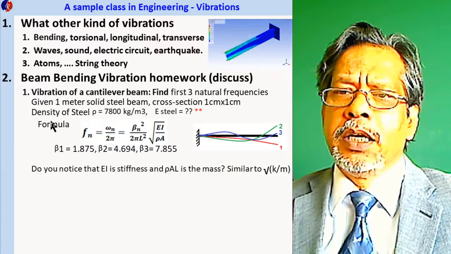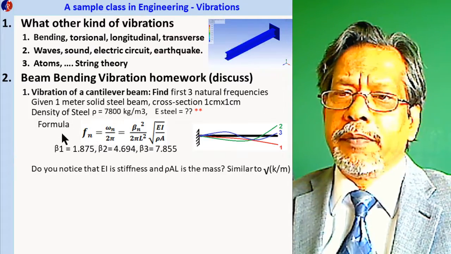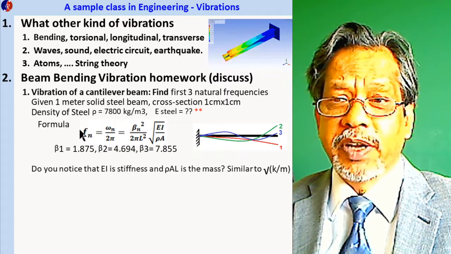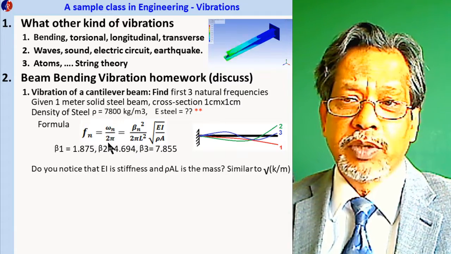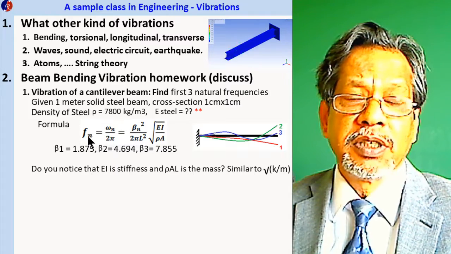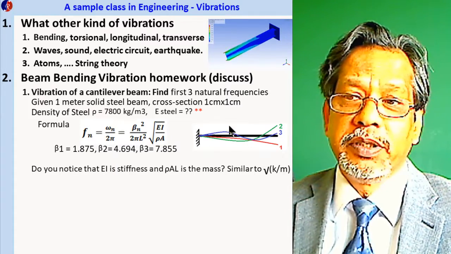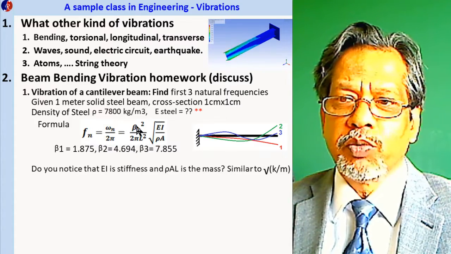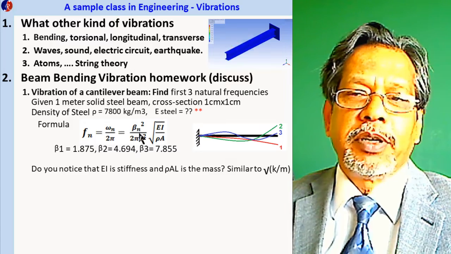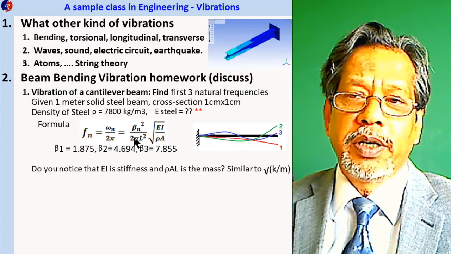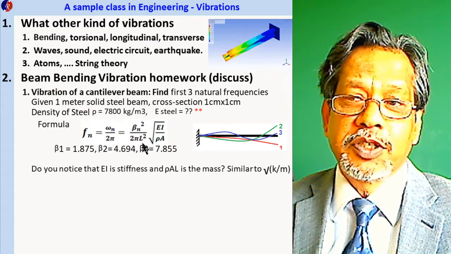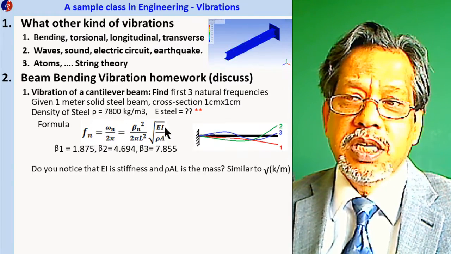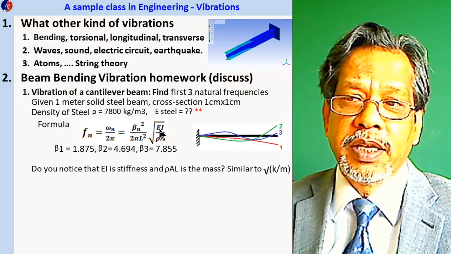Now, the formula I have taken from some standard book. This is the frequency f, which is the angular frequency divided by 2 pi. n represents the mode: first mode, second mode, third mode, etc. Frequencies are going to be different. Higher the mode, higher the frequency, equals some parameter, beta n squared divided by 2 pi L squared, L being the length of the beam, times the square root of EI by rho A.